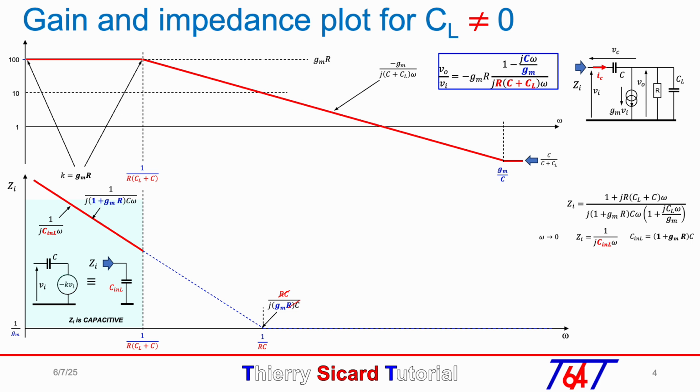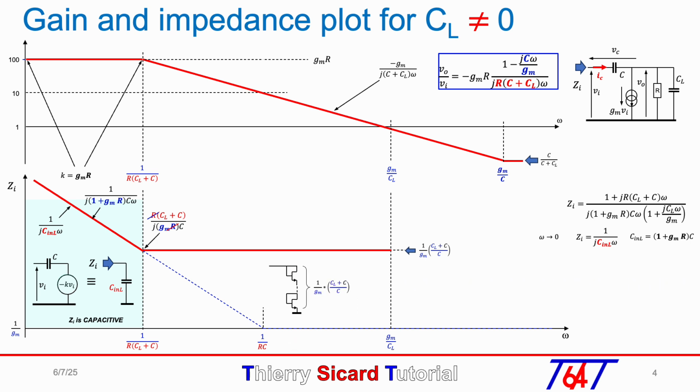For an angular frequency equal to 1 over R times C plus CL, the impedance is equal to 1 over Gm times CL plus C over C. Between the angular frequency 1 over R times C plus CL and Gm over CL, the impedance remains at the value 1 over Gm times CL plus C over C. The equivalent circuit is represented by a resistor, a multiple of 1 over Gm, whose multiple factor is equal to CL plus C over C. Thus, between these two angular frequencies, the impedance is resistive, indicated by the yellow area.